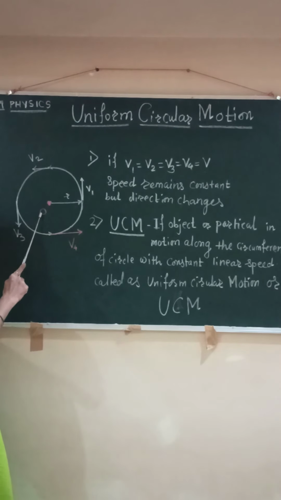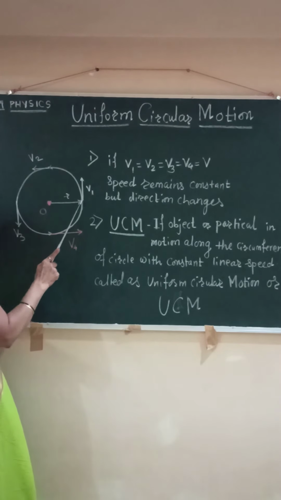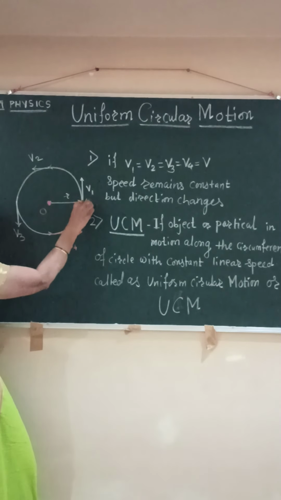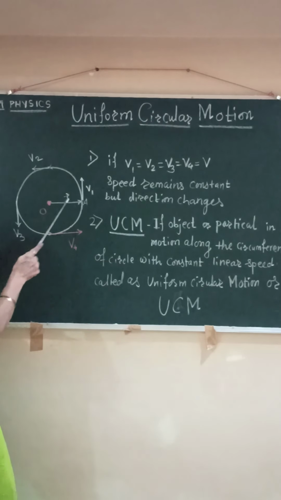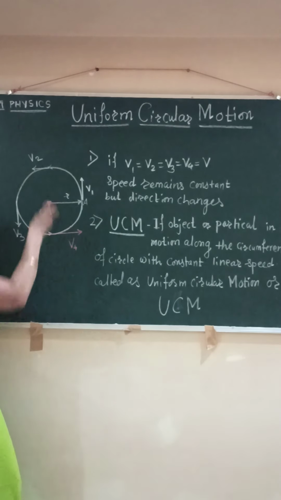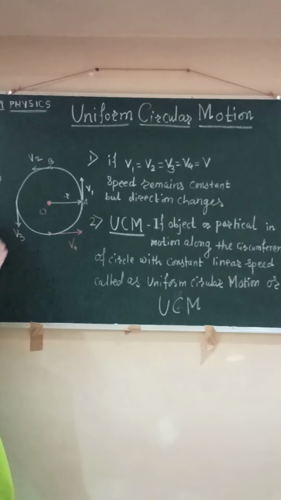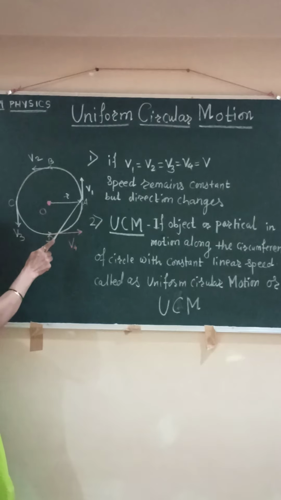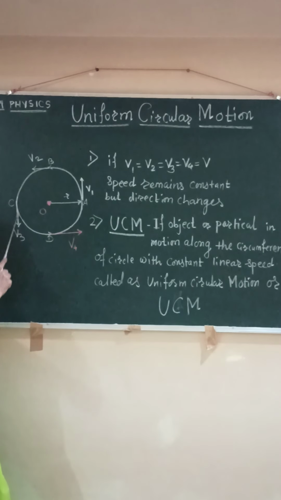O is the center of the circle. Suppose the particle is at this point. At point A, the velocity of the particle is, suppose, v1. When the particle moves and comes to this point B, its velocity will be v2. That means the velocity changes. When it comes to point C, its velocity is, suppose, v3. When it comes to point D, its velocity becomes v4. That means at each instant, the velocity of the particle goes on changing continuously.